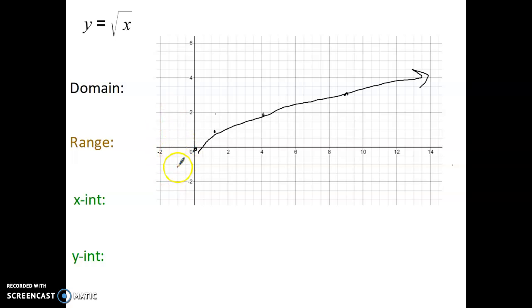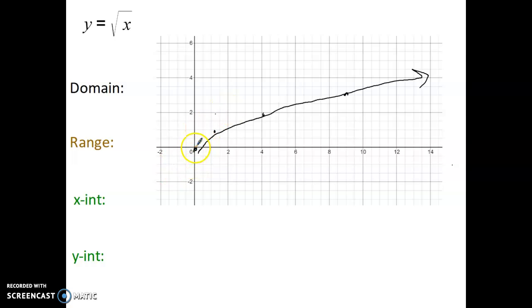Okay, let's look at what happens over here on the left-hand side of 0. If I try to substitute in -1, I get the square root of -1, which you will remember from before is i. It's imaginary. So I cannot graph imaginary numbers on my real axes, and so I cannot put any points on this side. Any number that I select on the left-hand side of 0 will end up being imaginary because they're all negative numbers. So this is my graph for y equals the square root of x.